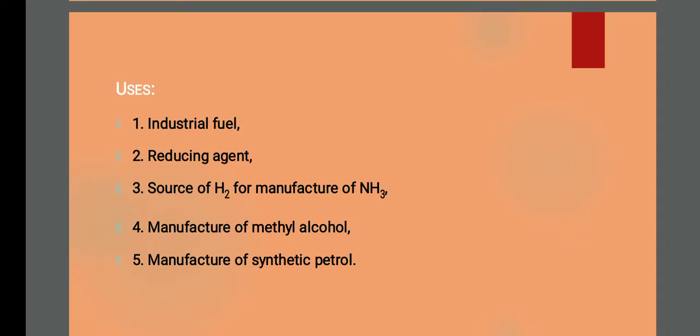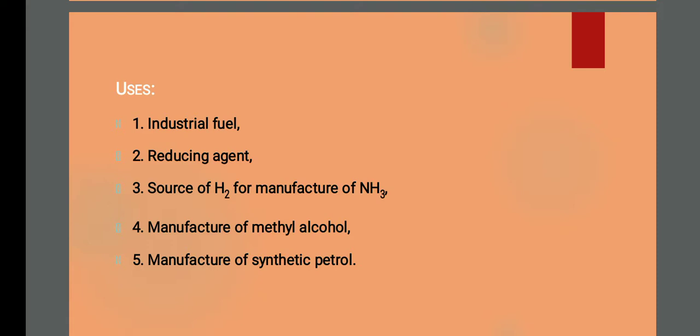First use is it is used as an industrial fuel. Then it is used as a reducing agent. In reduction processes, it is being used as a reducing agent. Then it is used for the manufacture of ammonia, because for manufacturing ammonia we are in need of nitrogen and hydrogen. This water gas will act as a source of hydrogen for production of ammonia.